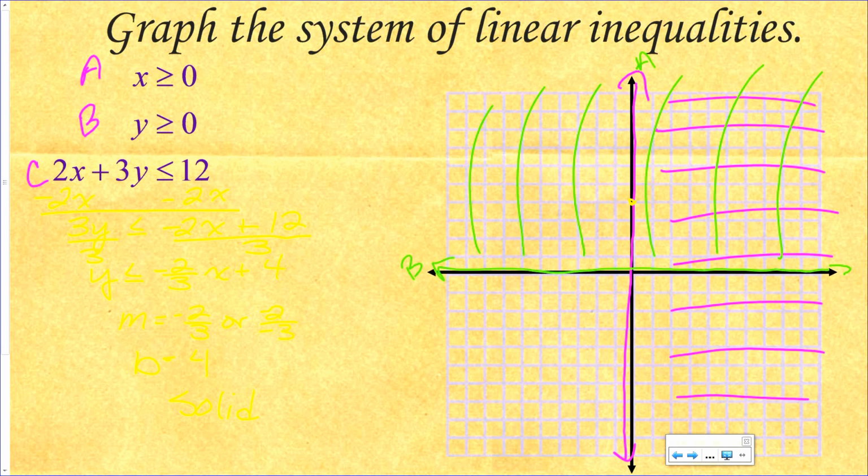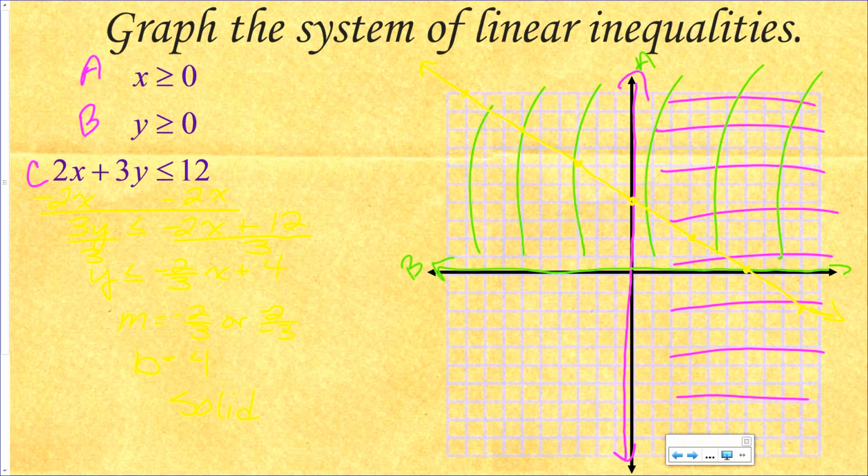So I'm going to start at 4, and I'm going to go down the right amount this time. Down 2 over 3. 1, 2, 3. There we go. Up 2, back 3. And it's solid, so... ooh, hey, that was fairly straight. Woohoo! I don't draw straight lines.